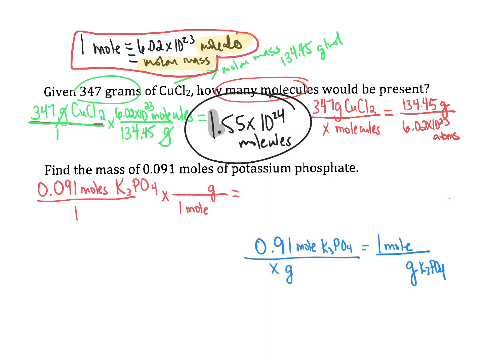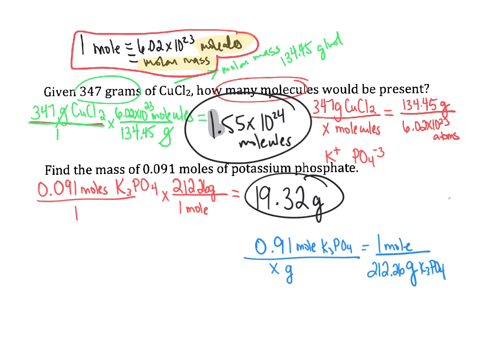I've got in red the conversion factor method. You do need to write the correct formula for potassium phosphate. Potassium gets a positive charge. Phosphate gets a -3 charge. So we get K3PO4. The molar mass of that is going to be 212.26 grams. So again, in red, I have the conversion factor method, and in blue, I have the cross multiply method. Either way, you're going to be taking 0.91 and multiplying it by 212.26 to find out how many grams that would be. And you get 19.32 grams.